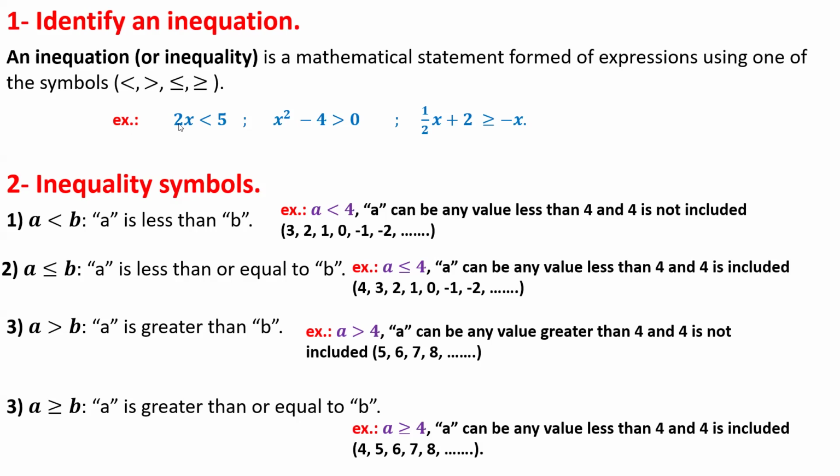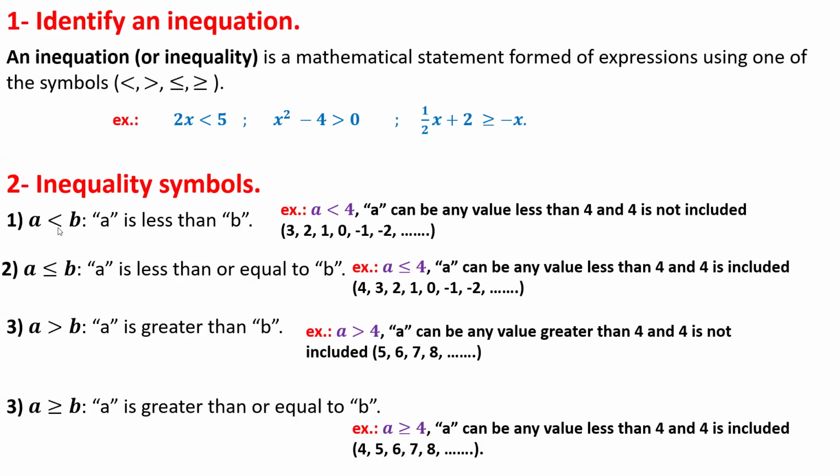For example, 2x less than 5. This is an inequality. On the first side, we have 2x. On the second side, we have 5. We have less than in between. x squared minus 4 greater than 0. Also, this is an inequality. Half x plus 2 greater than or equal minus x.